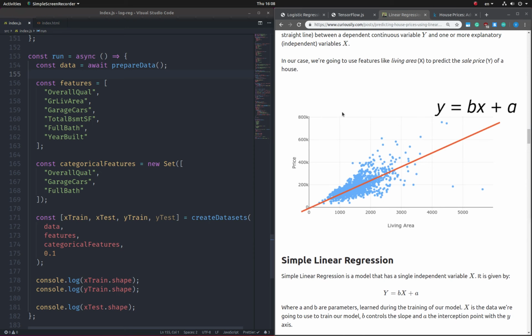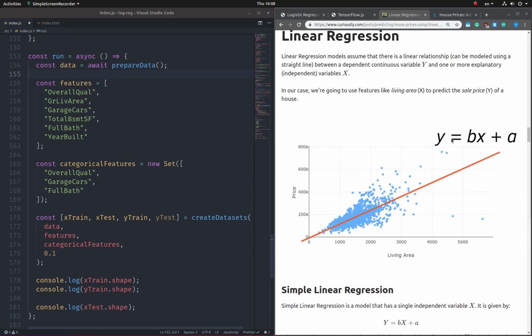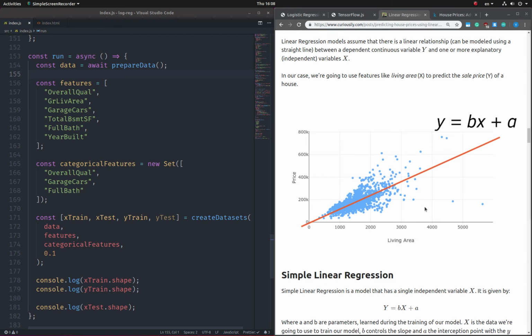So the purpose of our model, or for the purpose of TensorFlow, is going to be to find those two parameters in a way that they best describe this relationship between the living area and the price. Okay, so that's the case for the simple linear regression, when you have more than one variable that you are going to use as a feature.